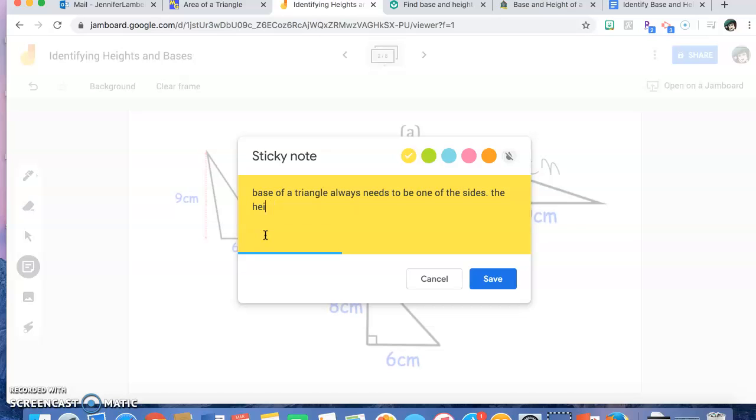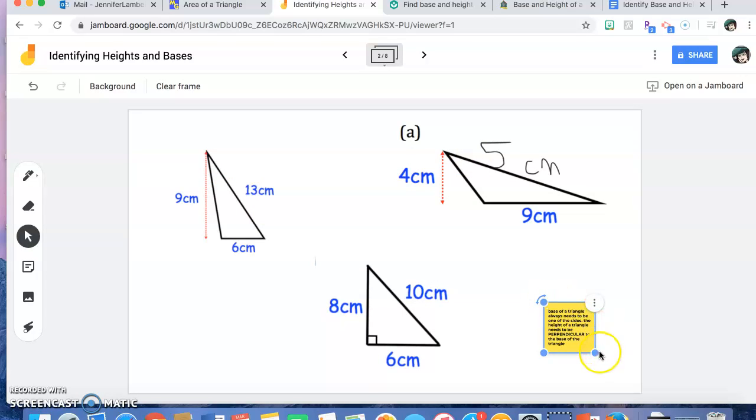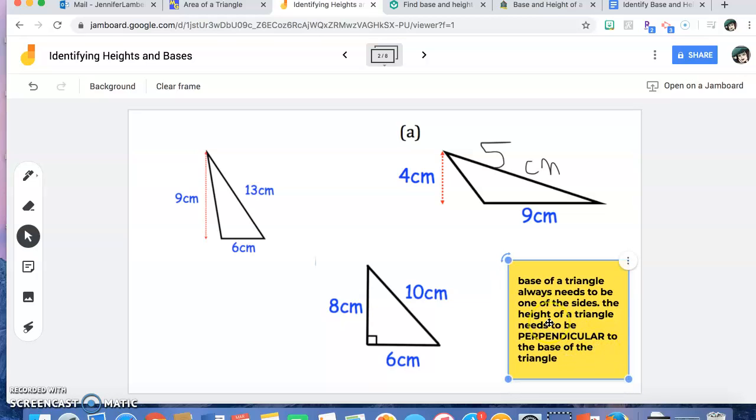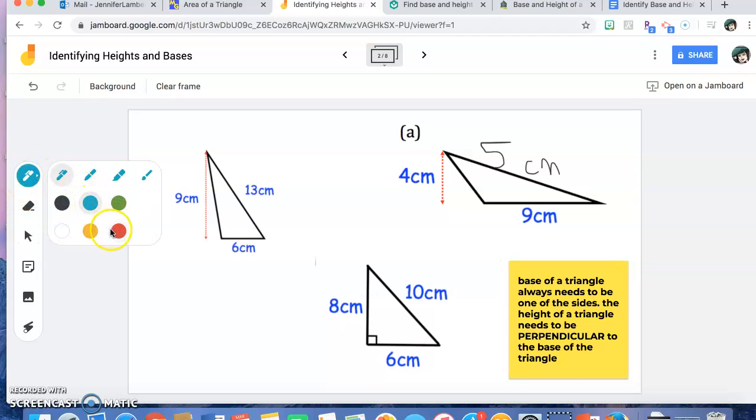The height of a triangle needs to be perpendicular to the base of the triangle. Again, pause if you need a second to write. That's what we're going to keep referring to. So when we have a base, it needs to be perpendicular, which means it needs to form a 90-degree angle with the height. So if I look at this triangle down here at the bottom, I see right here that shows us we have a 90-degree angle.